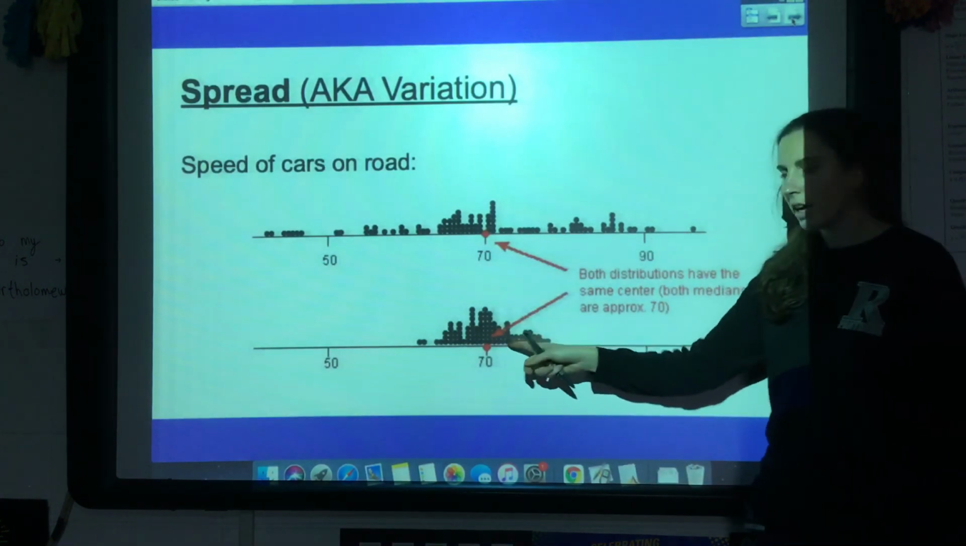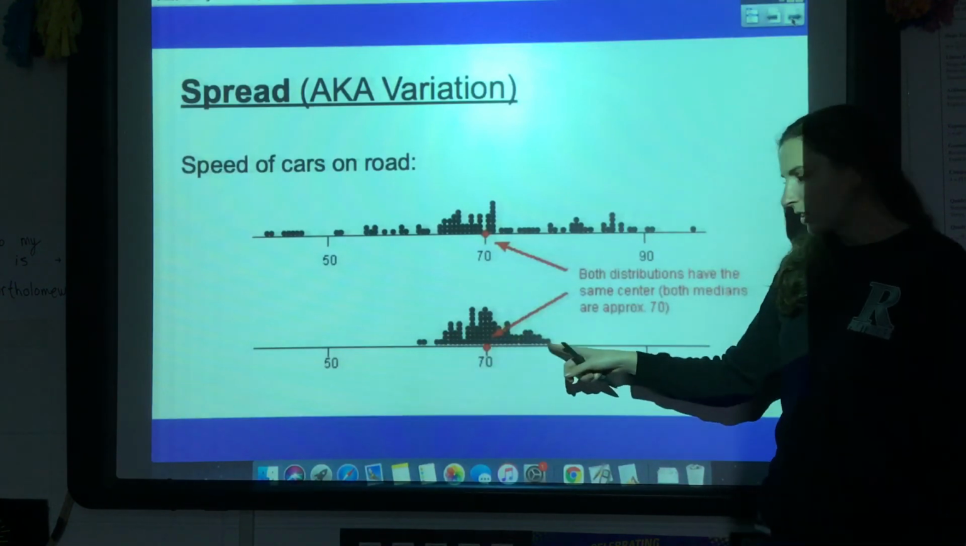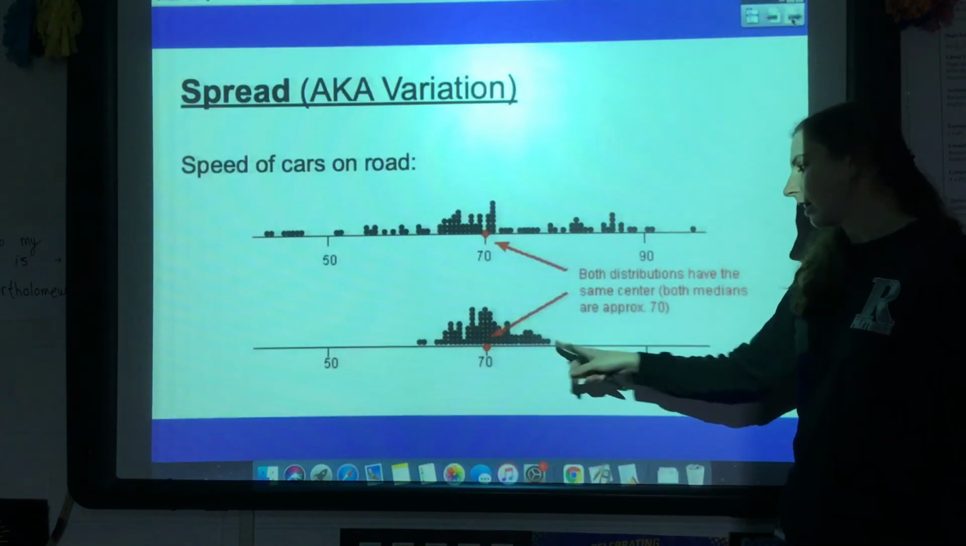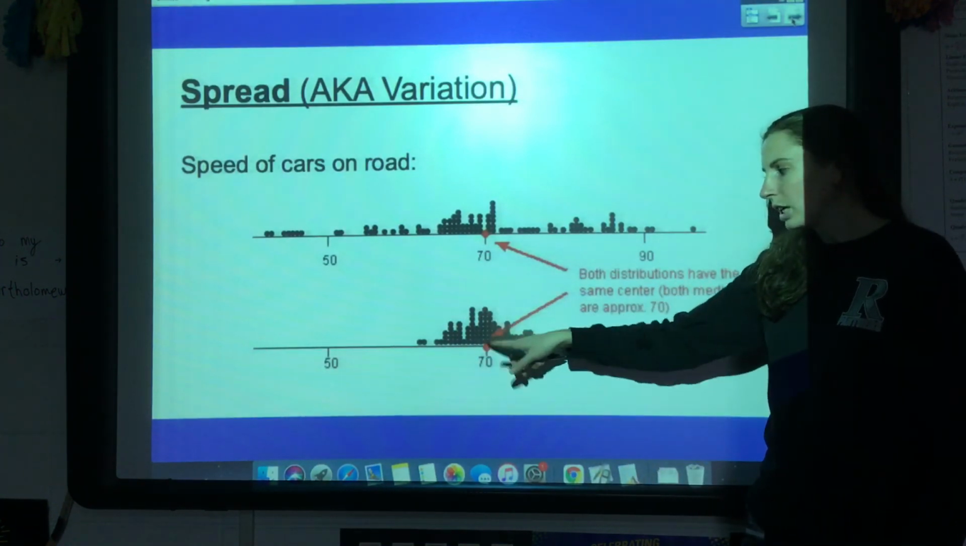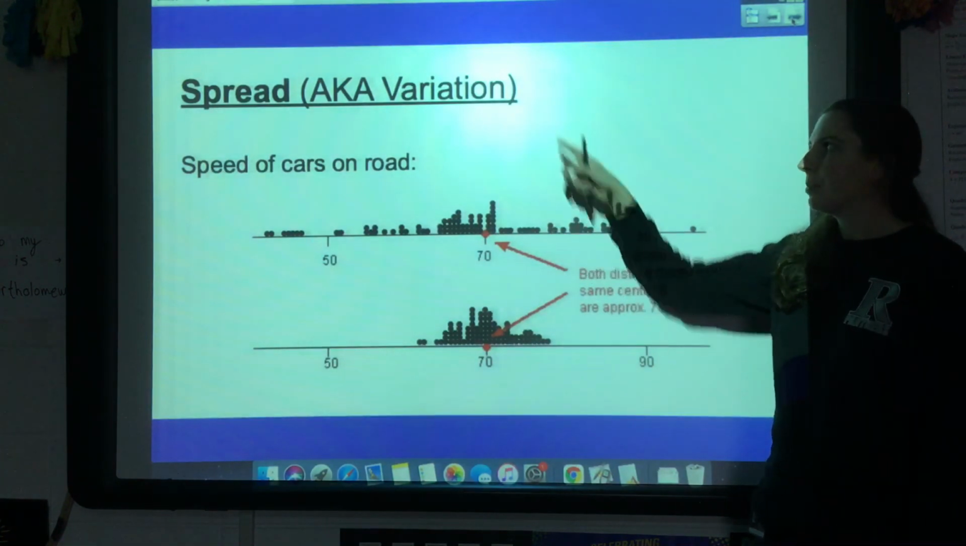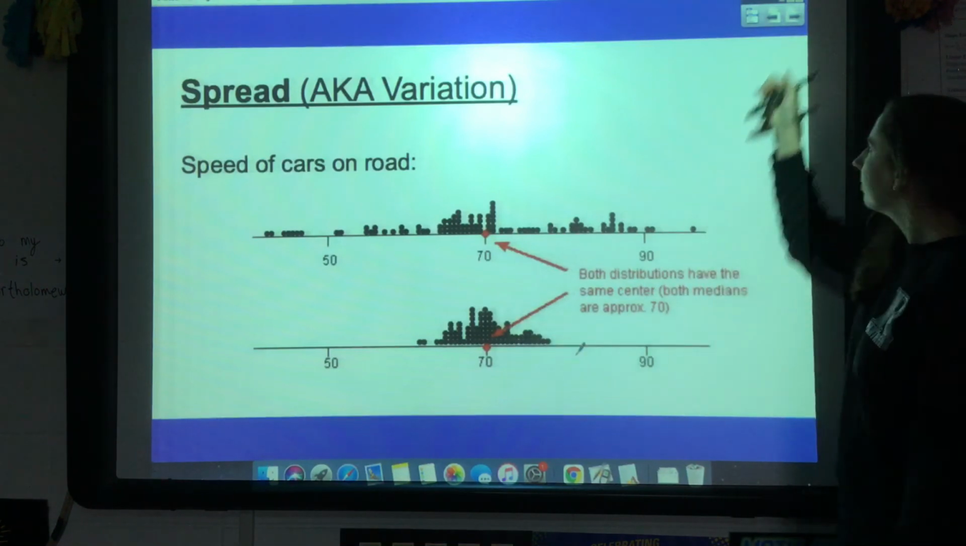Whereas on this bottom graph here, you only have data points that are pretty close to 70. I mean, it goes from about 60 to maybe 70-something, but it's all pretty close to the center. So this one is much more spread. It has a bigger variation or variability than this one does.